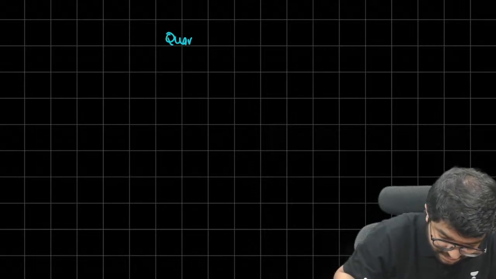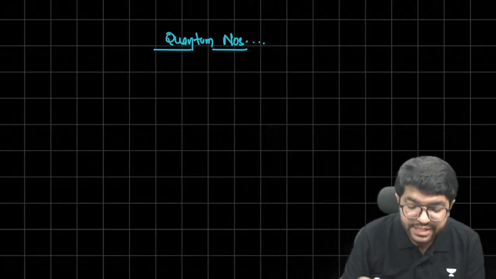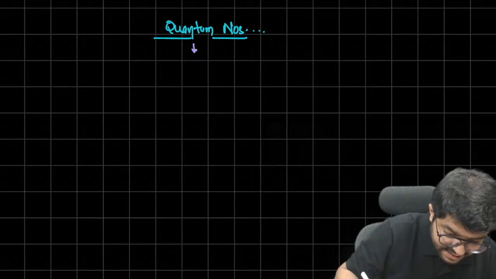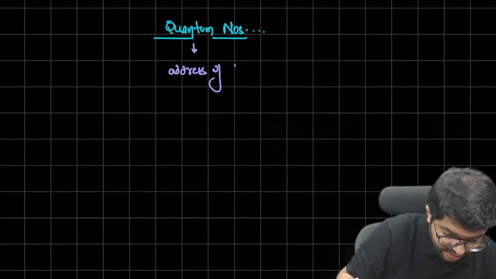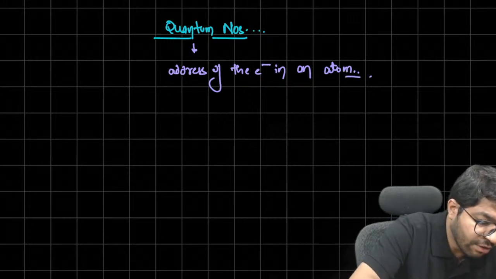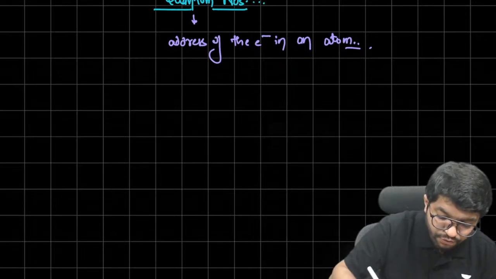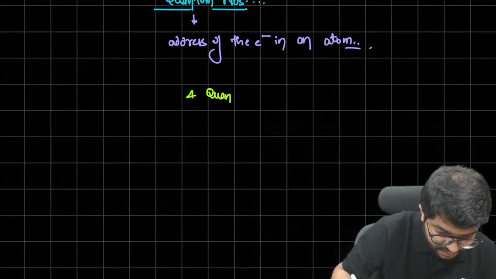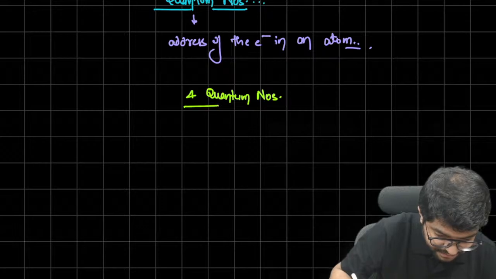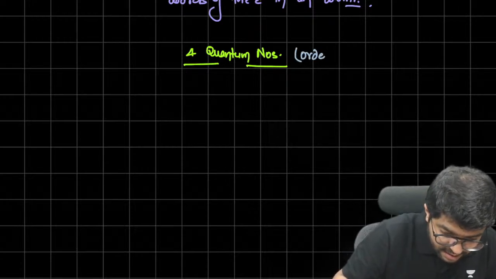All right. So now quickly we start with something called quantum numbers. Quantum numbers were brought in to discuss the address of the electron in an atom, where the electron is positioned, its characteristics, and all those things. There is a set of four quantum numbers, and in the four quantum numbers, the order is very important.